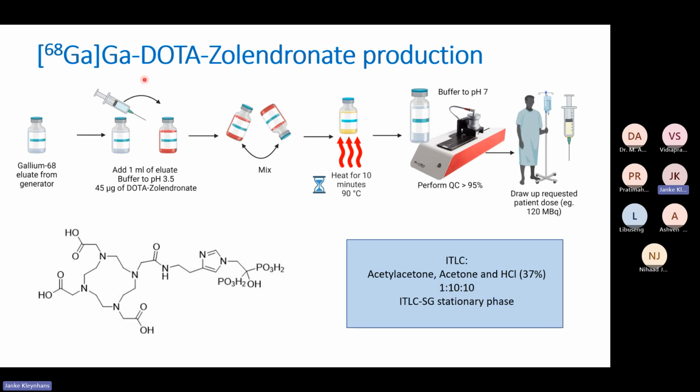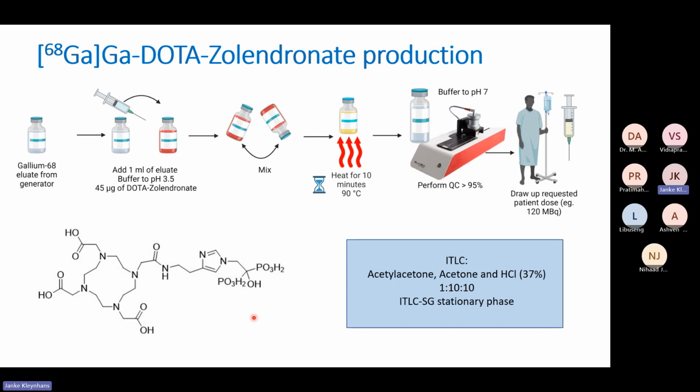Gallium is eluted from a generator. You buffer it to pH 3.5. You mix it, you heat it for 10 minutes at 90 degrees, and you perform QC. Here I've just added the QC that you do. It could be in the test if I ask you. And this is the mobile phase, acetylacetone and hydrochloric acid in a 1, 10, and 10 ratio. And then you have your ITLC-SG stationary phase. So very easy to label actually in the clinic.